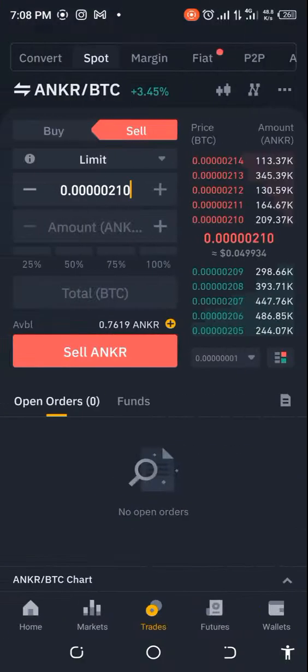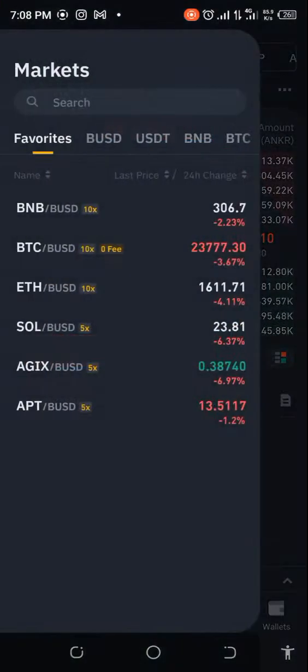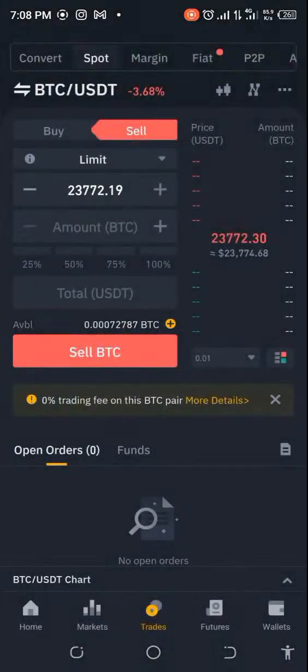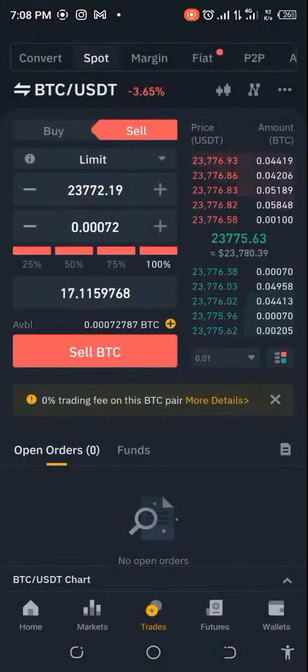But let's go ahead and just quickly do this. Go to BTC. We're going to BTC and USDT. And then all we just want to do now is sell everything. Okay. So let's go ahead and see this. Okay. 1, 2, go.